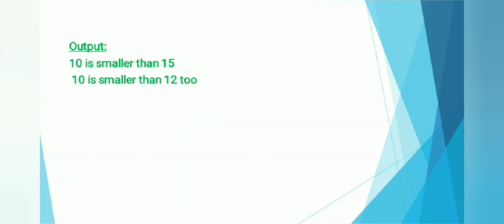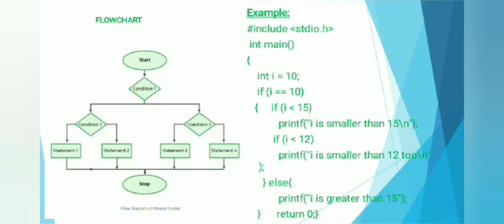So this is your output because the if statement is true, that's why it displayed "10 is smaller than 15 and 10 is smaller than 12 too". If the condition is false, control moves to the else part. It will print "I is greater than 15". Right? So in this example we are having an if within another if statement. This is called nested if statement.